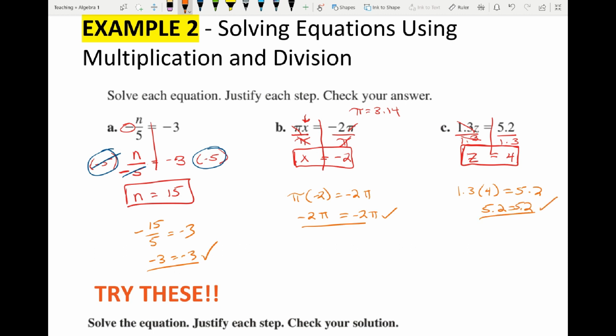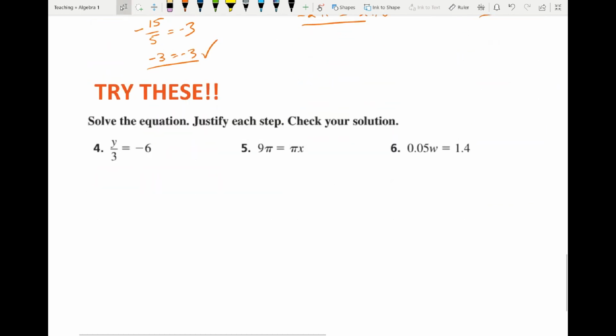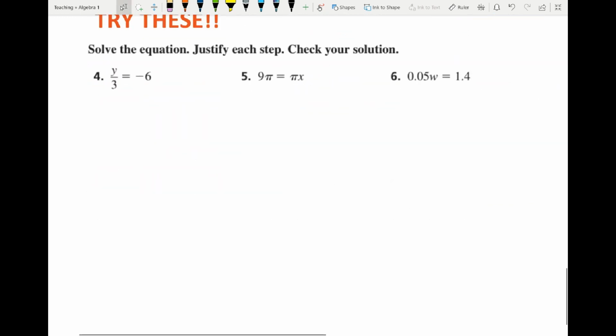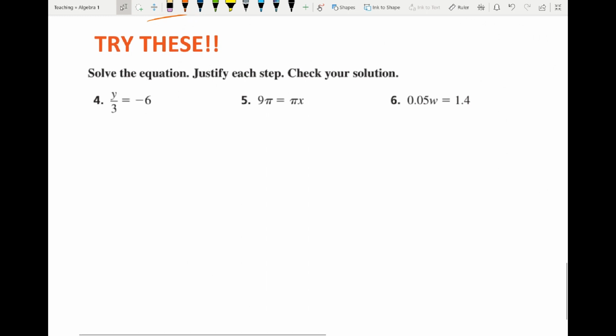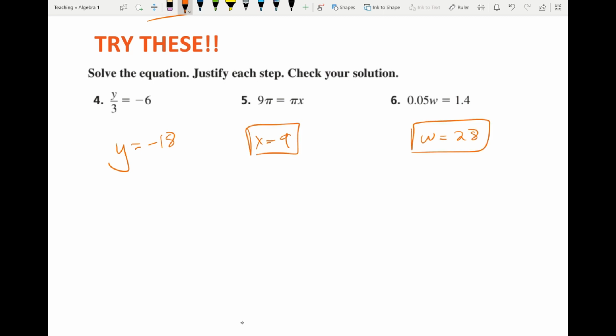And last but not least, let's see if you can do these problems. So go ahead and pause the video and try to see if you can do these. And if you got y equals negative 18, x equals 9, and w equals 28 for these last problems, then you did do this correctly. Great job. Once again, if you did not, please make sure you talk to your teacher or your tutor.